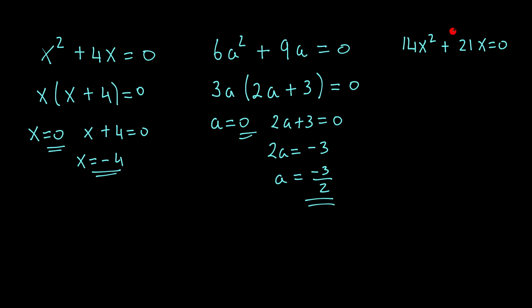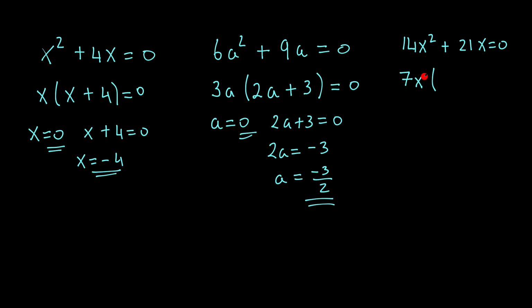Okay, let's have a look at the third one now. Once again, we have 14x squared plus 21x, and that's equal to 0. So in front of the x squared we have the 14, and in front of the x we have 21. Once again, there is a common factor between these two numbers, and that would be 7. So I can take 7 out, and I look at these letters. So I've got x squared here and I've got an x here, so therefore I can take an x out.